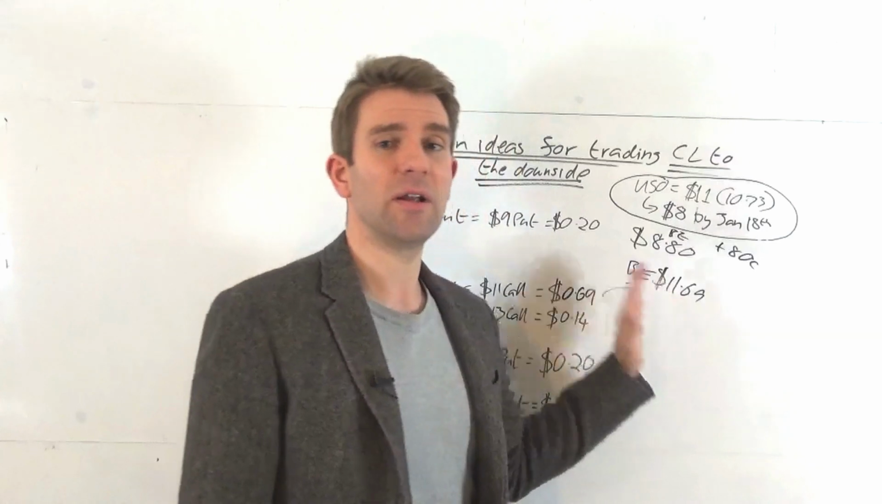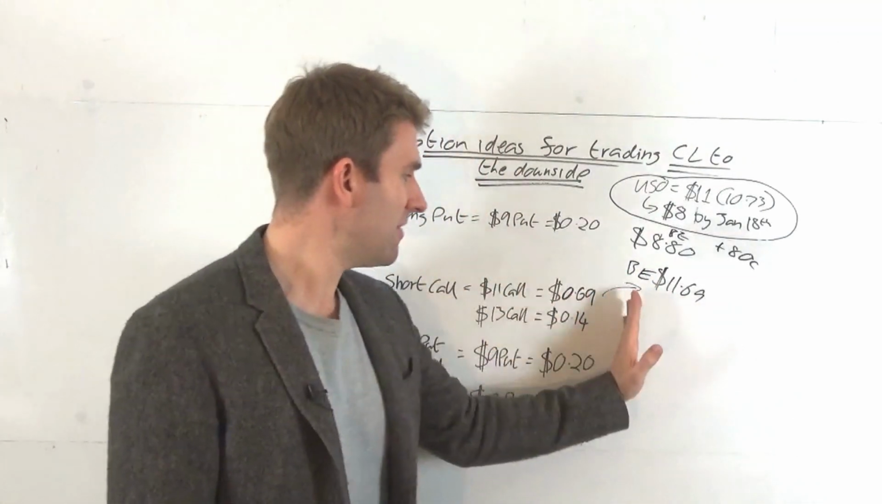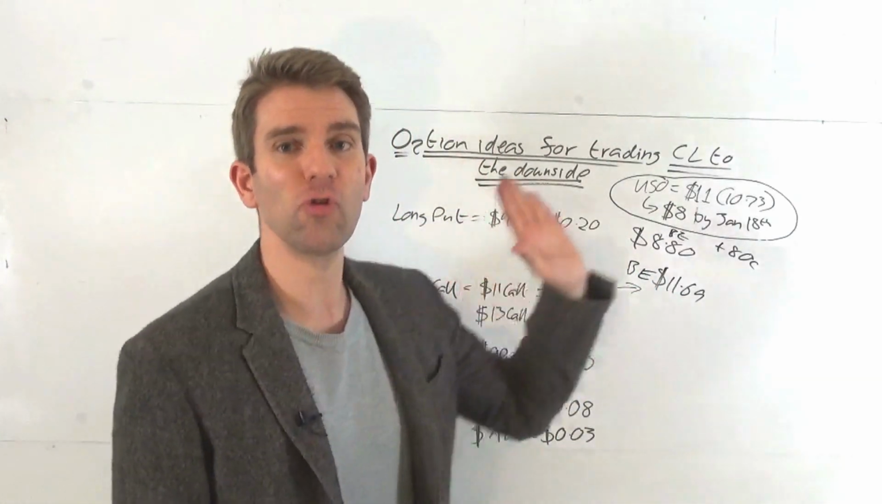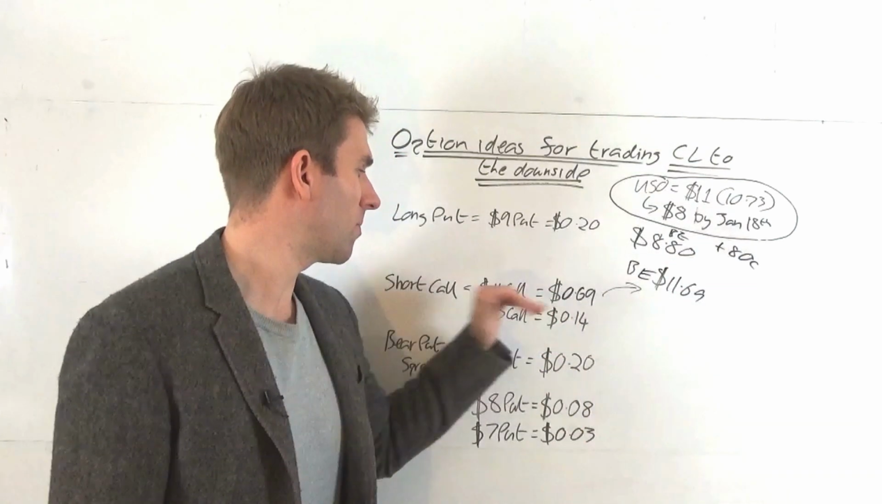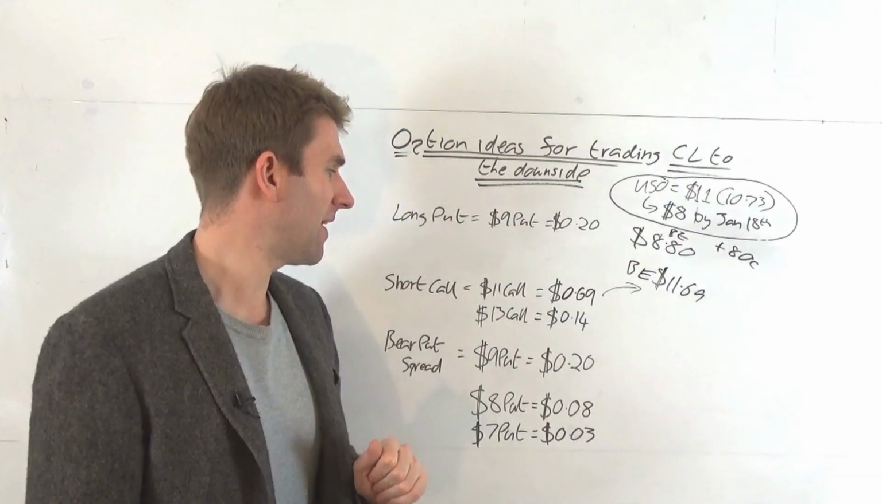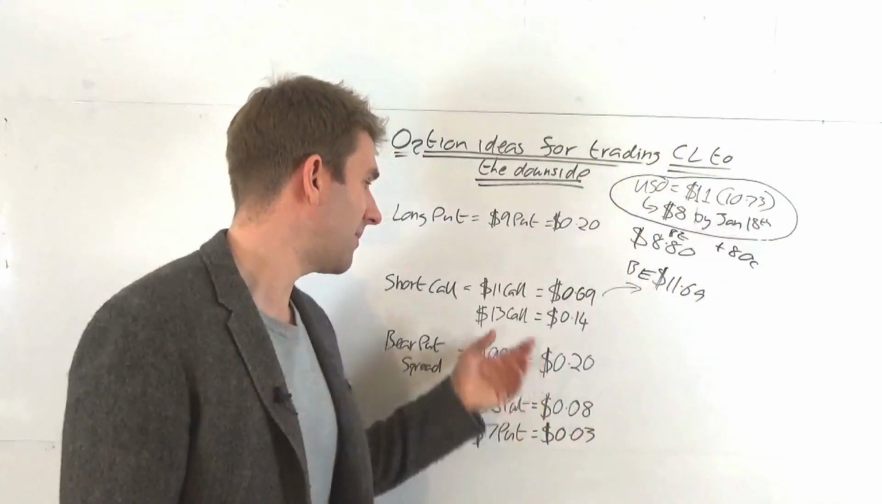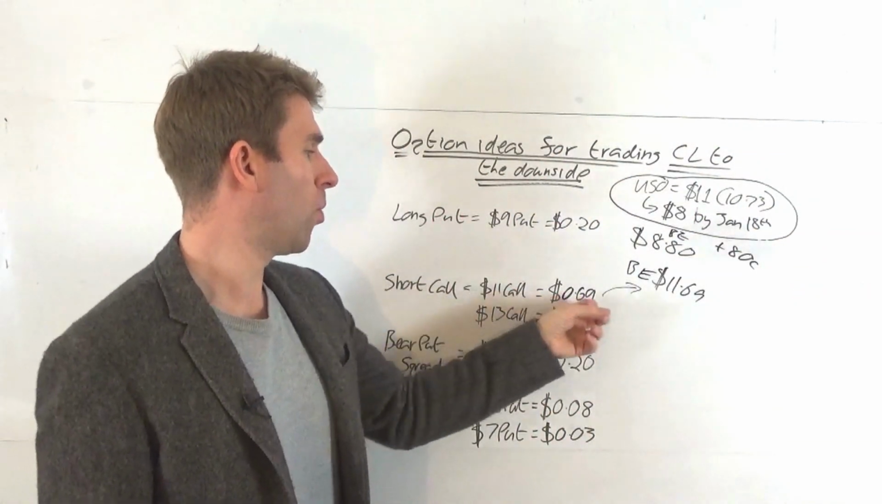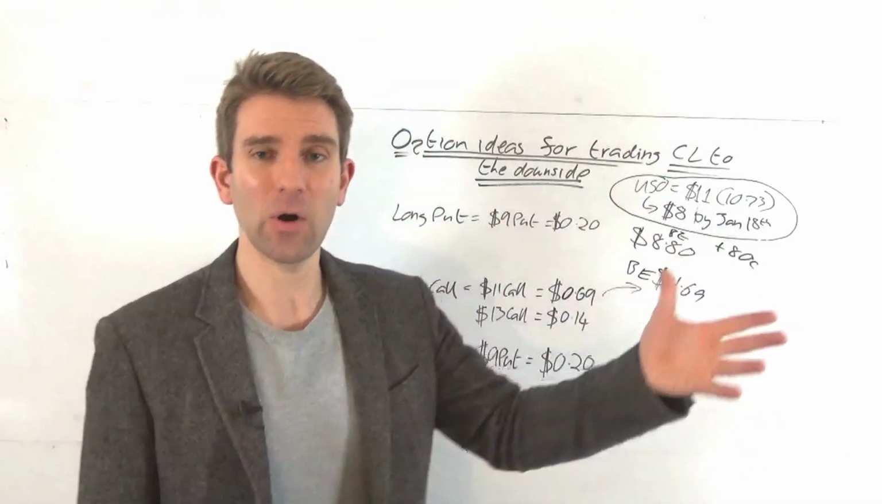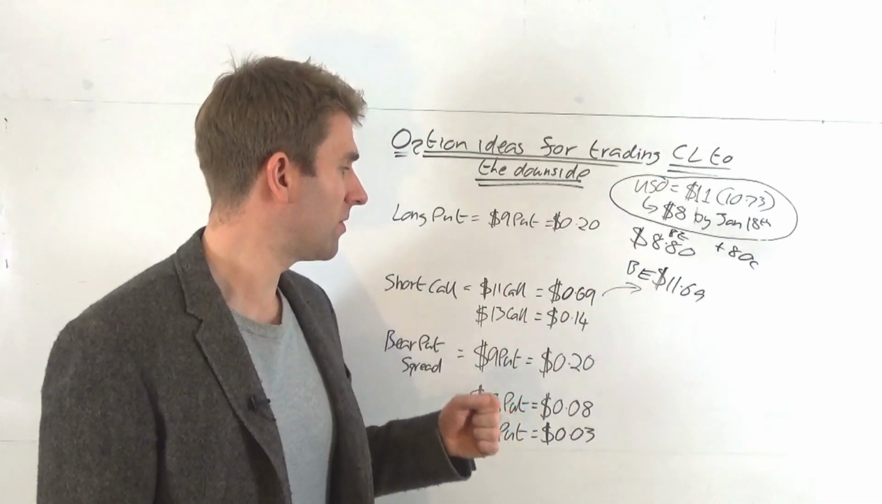The downside, of course, is this. If the market should suddenly rip to the upside, that call option will be super, super valuable. If, for example, we ripped straight up to $12, what's going to happen? The value of that call is going to be $1, and we're going to have to pay out the difference of that $1.